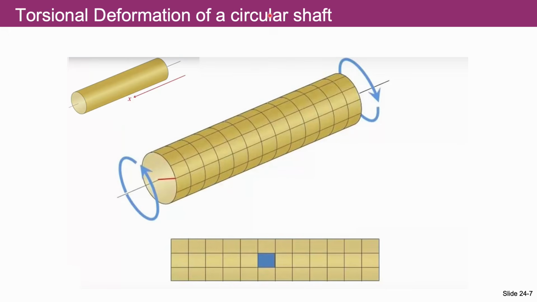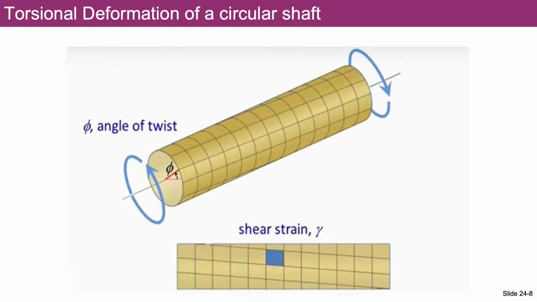But first, let us make several assumptions. We will assume that during the deformation, the length of this shaft will remain unchanged, and the straight lines that I draw along the axial direction will remain straight, and the cross-sectional area of this shaft will remain circular, and we will analyze the shape of this rectangular shaft after the deformation now.